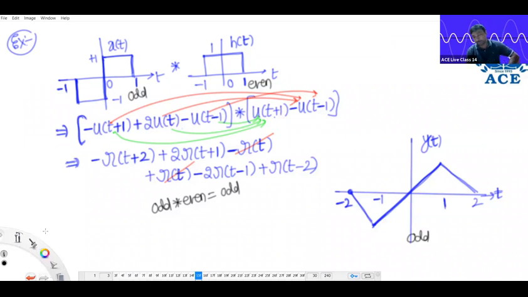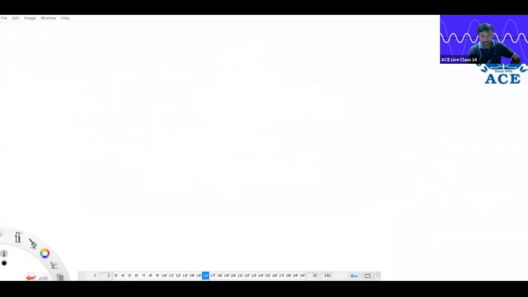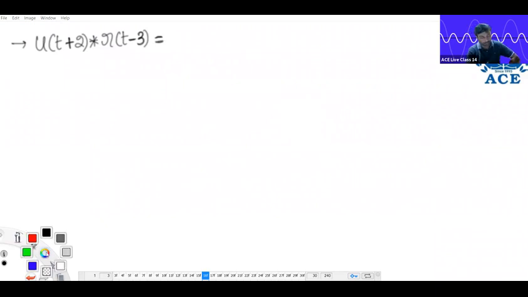Okay, moving to next slide. Suppose my question is, what is u(t+2) convolved by r(t-3)? Step function with ramp. What is u(t+2) convolved by r(t-3)? Think of it.